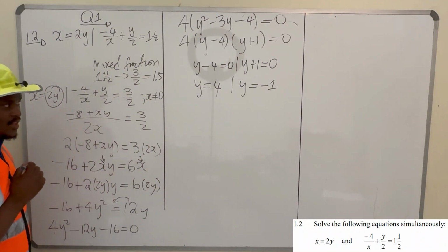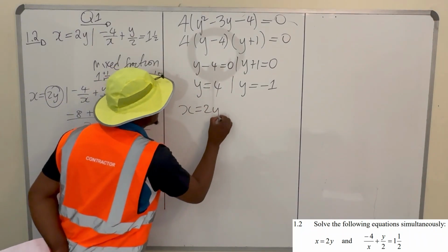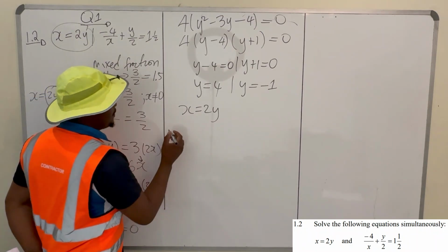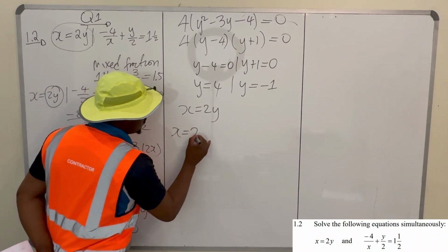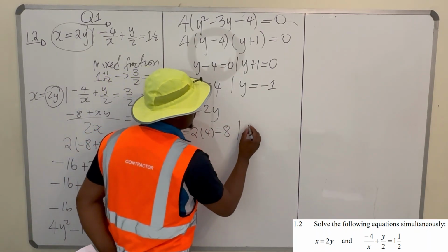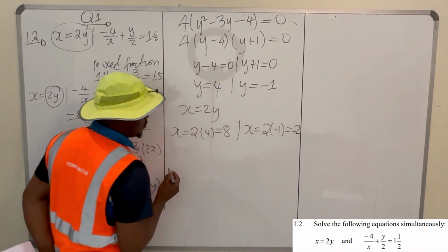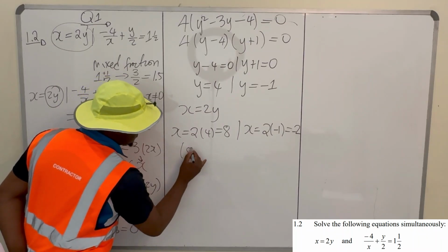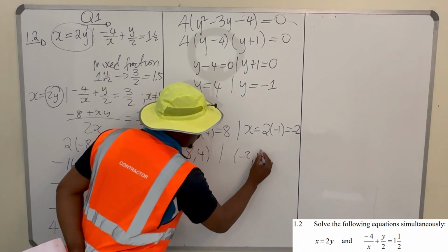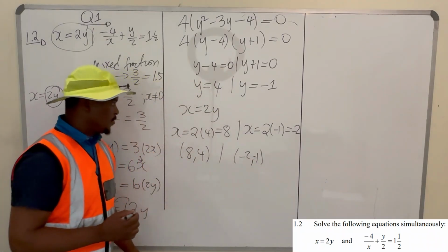We have the y values. We need the x value. So we said x is equal to 2y. This is what we're given, is it? Yes. So your x values will be twice y. Your x is equal to 2 times your y, which is 4, so your x value is equal to 8. Or your x is equal to 2 times minus 1, or minus 2. So your coordinates are 8 and 4. The other one is what? Minus 2 and minus 1. Here we go.